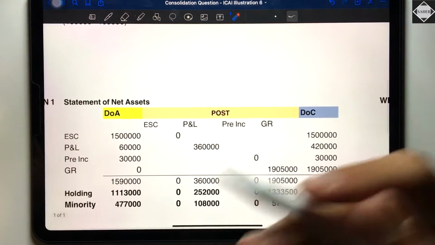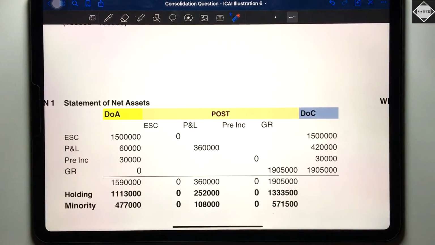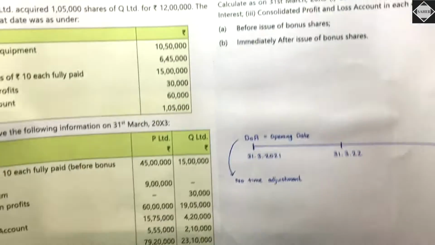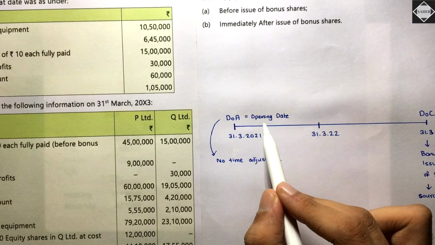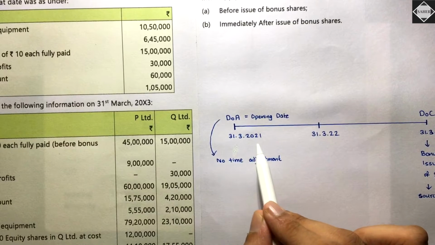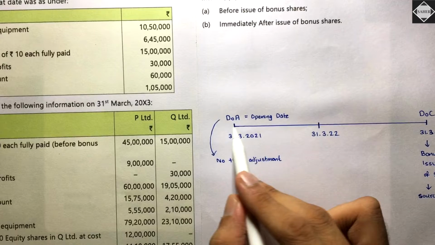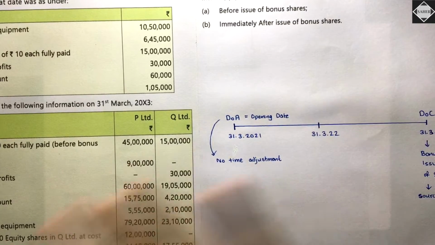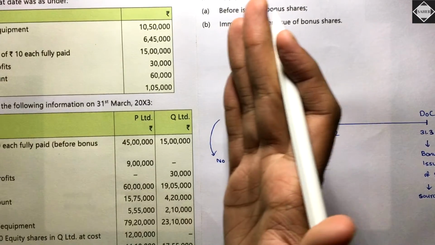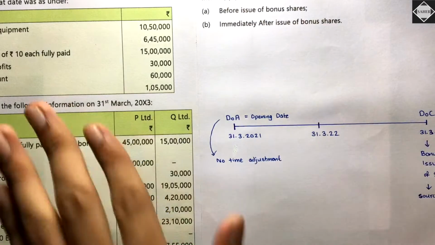Just directly take the share of holding and minority. Is it clear? And no time adjustment also. Understand what has happened over here. The date of acquisition is equal to the opening date, isn't it? 31st March 2021 and 1st April 2021 is the same only. So the date of acquisition is on the opening date, so you don't have to do the time adjustment. This entire period is post. Okay, is it clear?